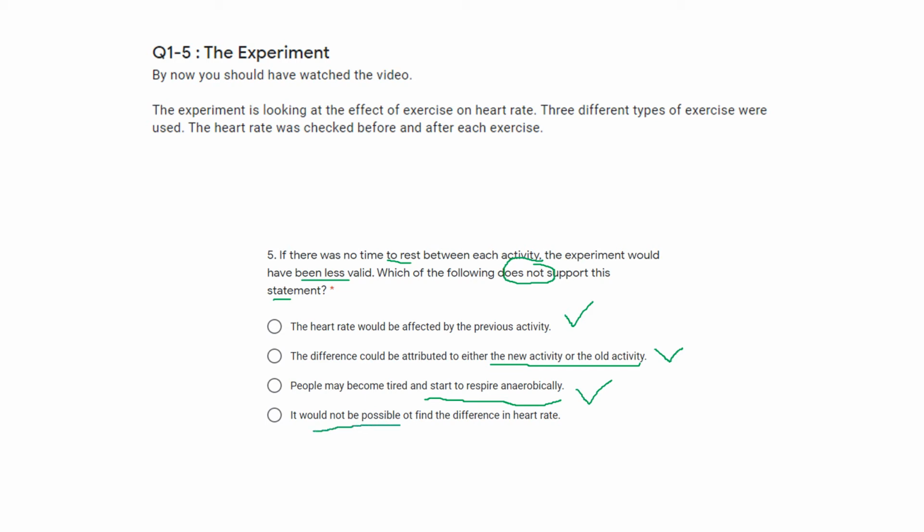It would not be possible to find the difference in heart rate. Is correct. It wouldn't be possible to find the difference in heart rate. If there was no resting between each one, we would not know what the starting and finishing heart rate was. We couldn't subtract, we couldn't find the difference. So the resting period was very important. Checking the heart rate was very important because it allowed us to find the heart rate change.